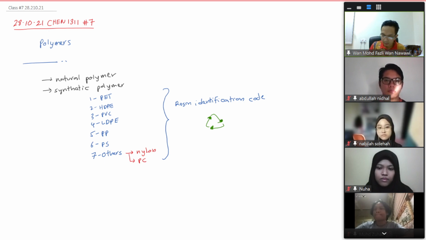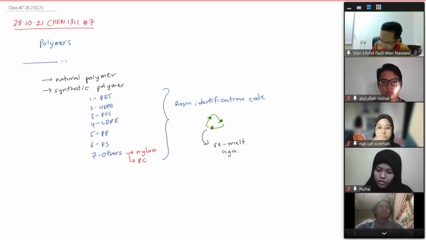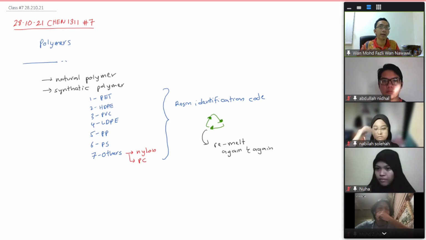But when I say melting, what the recycle symbol means is that you can remelt it again and again, and then you put it into a mold, and then you get a new one.